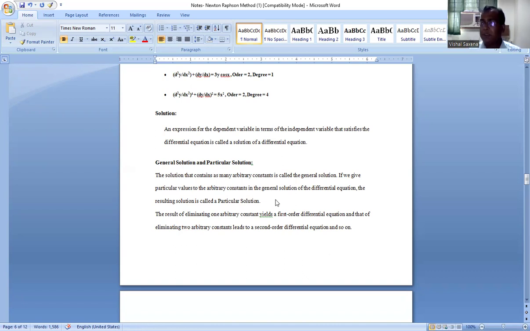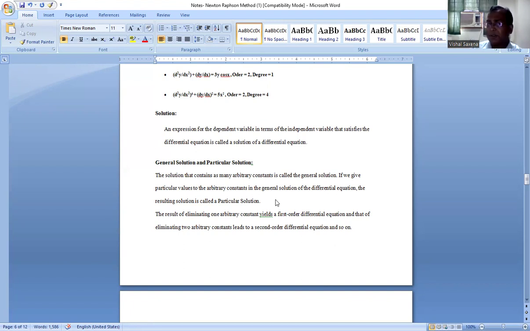The result of eliminating one arbitrary constant yields a first order differential equation, and that of eliminating two arbitrary constants leads to a second order differential equation, and so on. I have already explained that. The general solution will be the solution which has as many arbitrary constants as the order of the differential equation.